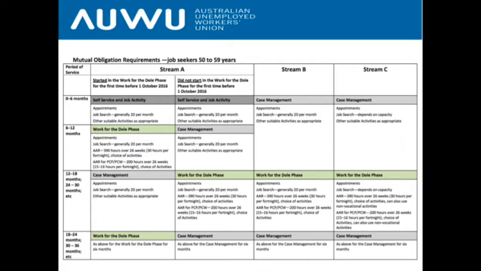They're not required to do work for the dole, but it still puts it there on this graph, which is really misleading. And it says it right there, no AAR, but yet they still have the work for the dole phase. So it's quite very misleading. Otherwise, the only difference here, aside from not having an annual activity requirement, is that the job search is generally 10 per month. That's the only real difference there.